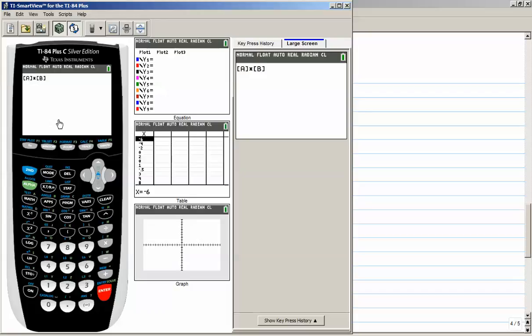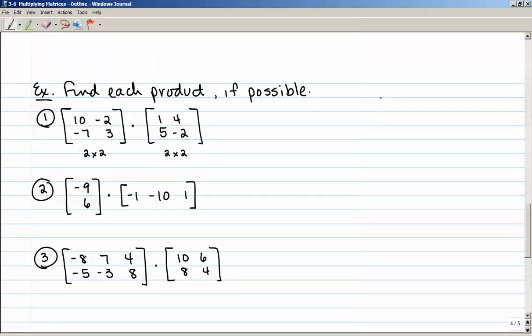Now it's going to multiply A times B, and hit enter again, and there's my answer, the matrix. And notice it puts it in funny brackets. When we write our answer, we're going to put it in one big set of square brackets: 0, 44, 8, negative 34. So this is equal to 0, 44, 8, and negative 34. A lot easier doing it with the calculator than it is doing it by hand.